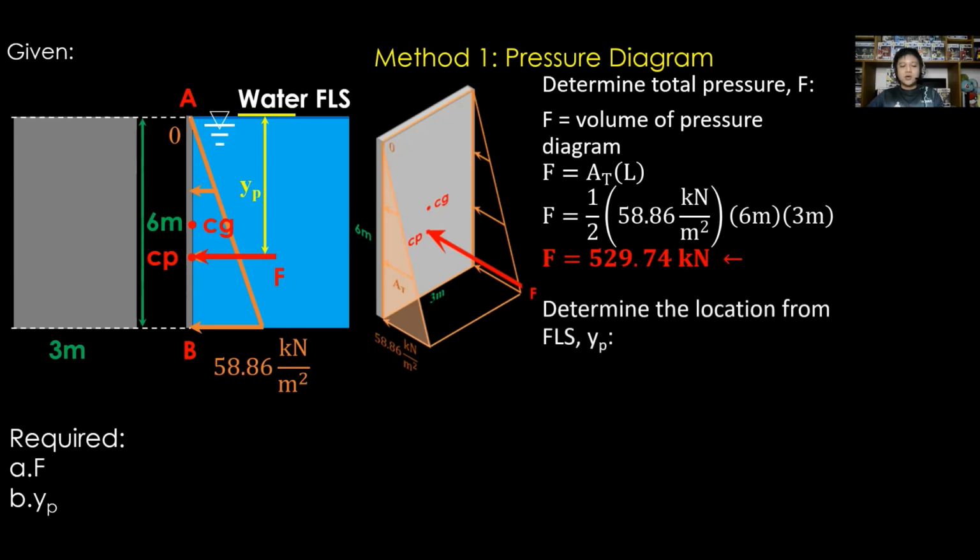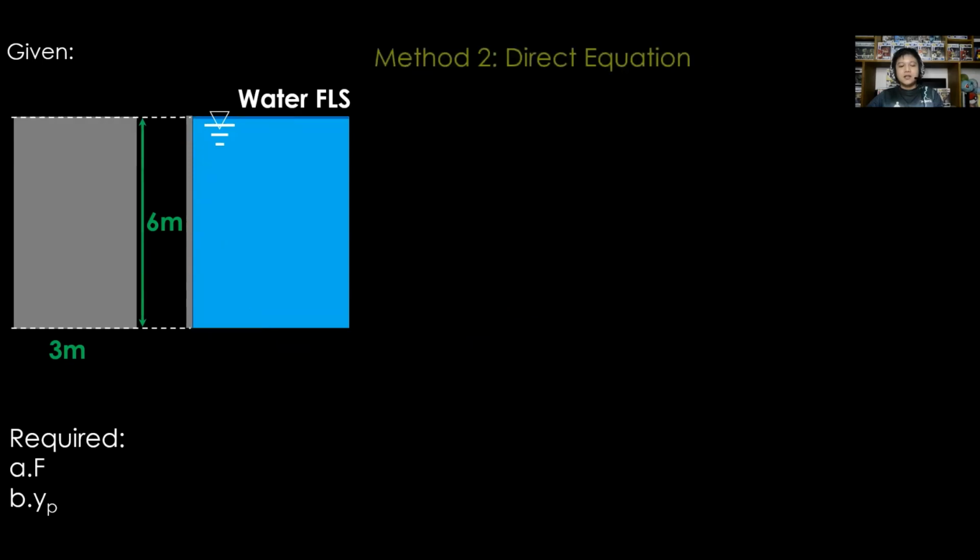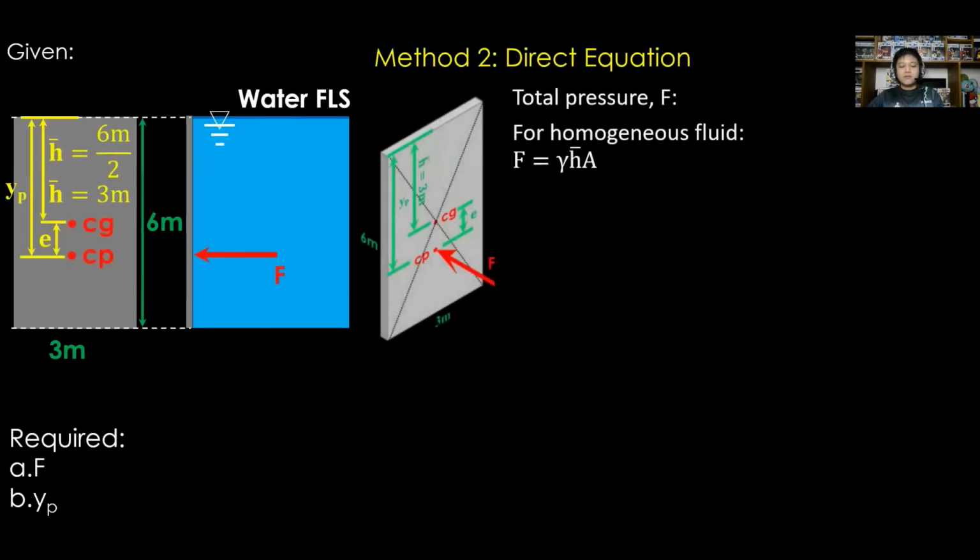Next is the location from free liquid surface, represented with Y sub P. For this problem, Y sub P is equal to 2/3 of H. Substitute the height, that is 6 meters. Then Y sub P is equal to 4 meters from free liquid surface. Next, solving the problem using method number 2, the direct equation. Determine the value of F.